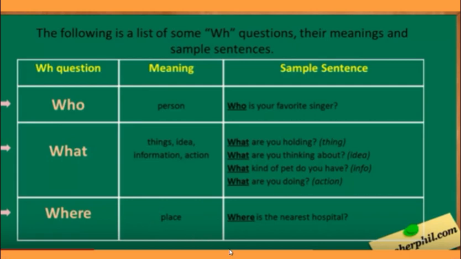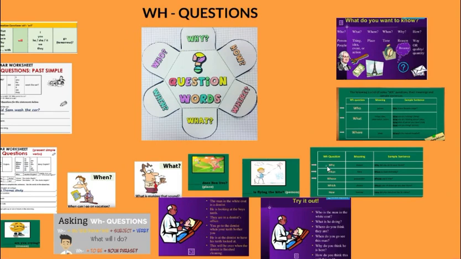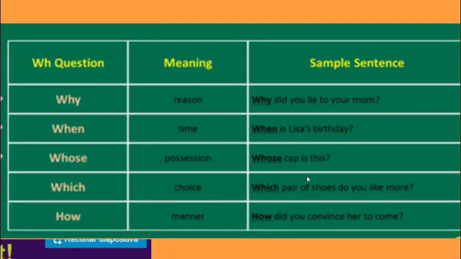Now, look at the next chart. In this one we have more information. For example, we have why. Remember, as I told you, we use why to ask for a reason. For example, "Why did you lie to your mom?" "Why are you sad?" "Why are you late?" You are asking for a reason.